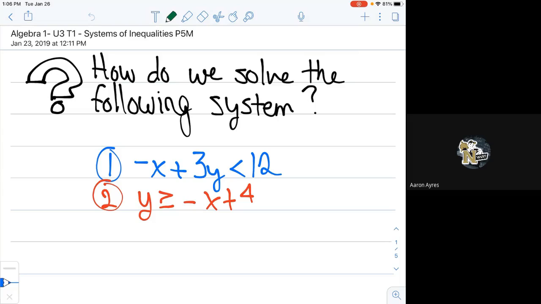So what I want you guys to do for me is determine how you solve this system, okay? And just talk about it with your group mates for a couple of minutes and come up with some strategies that might work, all right? And we'll go from there.